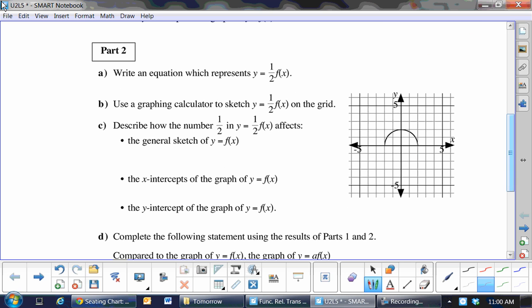Now, this one here, we're just going to keep going. y equals 1/2 f of x. Well, again, that half is with the y. But I've got to mathematically get it there. I just don't take a half and put it on the other side. I've got to multiply both sides by 2. So this would be 2y equals f of x.